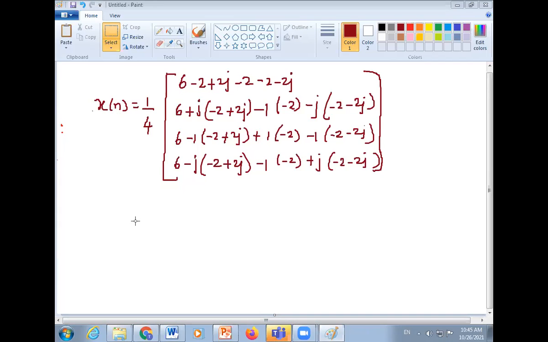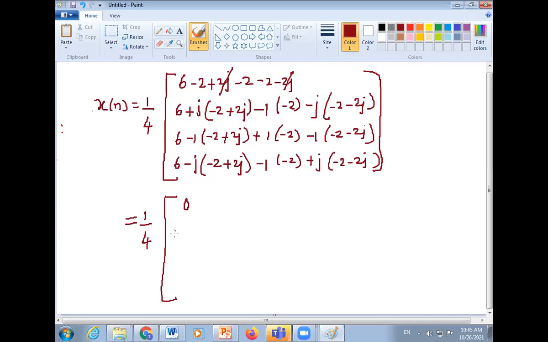Yes, how do you simplify this? Everybody has got the answer. So this will be equals to 1/4, and this we will simplify now. This plus 2j and minus 2j get cancelled, right? 6 minus of minus 6. So your first answer is 0.